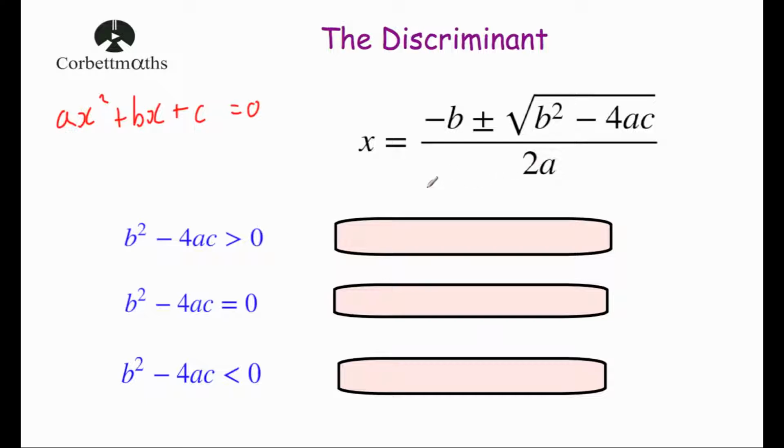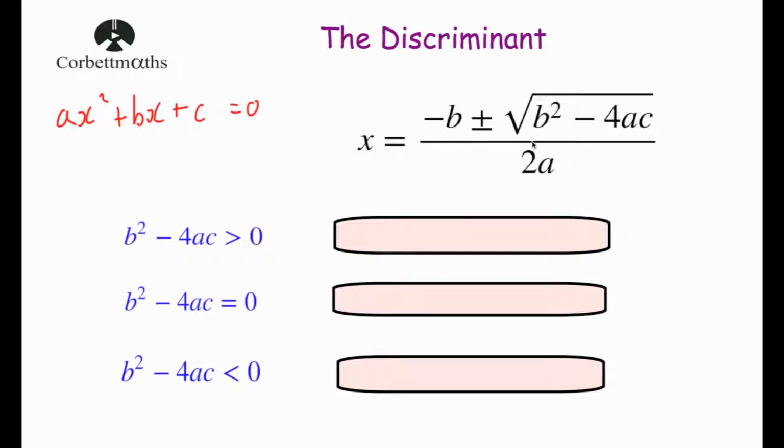Now whenever we use this quadratic formula to solve a quadratic equation, one of three things could happen when we substitute in the values for a, b and c. It all depends on what's underneath the square root, in other words, the value of b squared minus 4ac. If this is positive, you get the square root of a positive, and then you have negative b plus that number and negative b minus that answer.